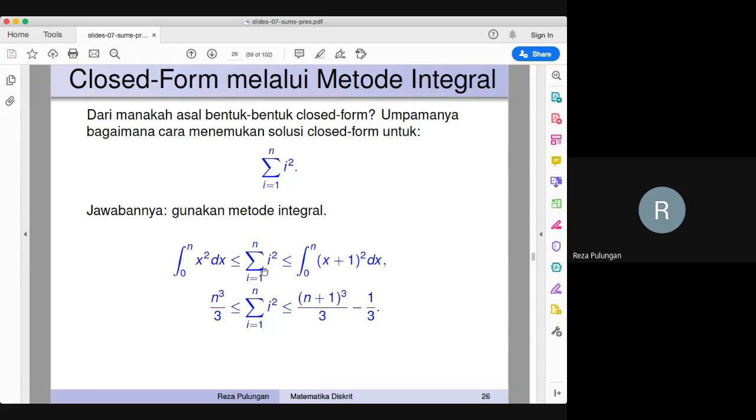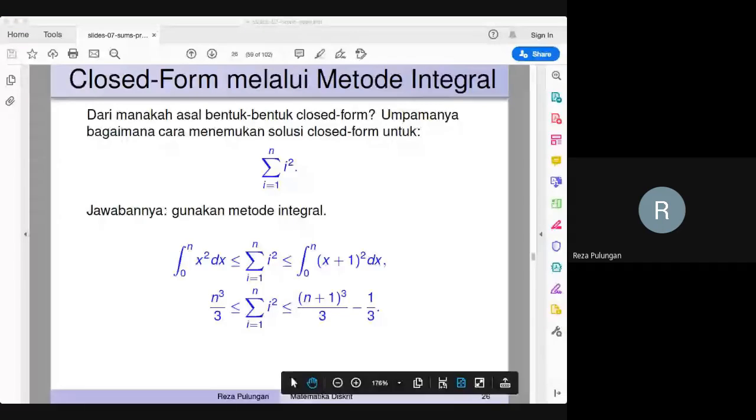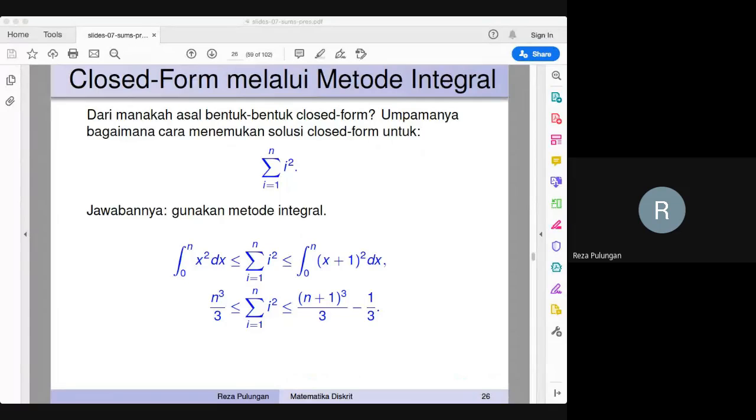What about this function? Anyone? Anyone can hear me?